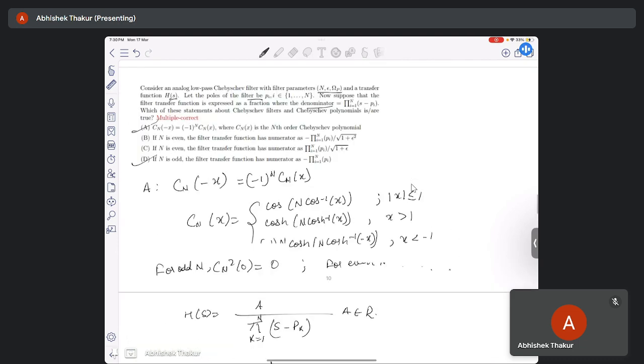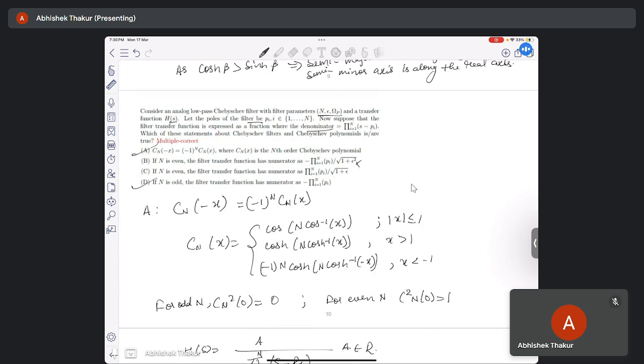There is a negative sign, so this is wrong because this is a negative sign, and this is also wrong because here epsilon is given. So it should be epsilon square. So option A and D are correct for this question.